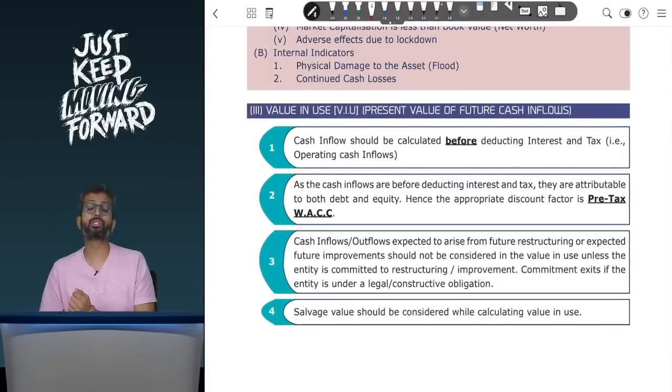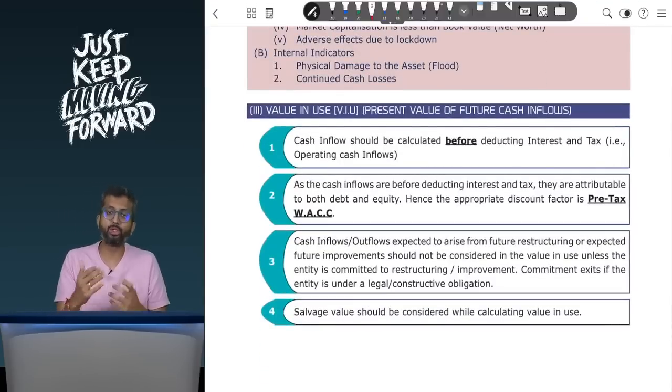There is certain additional guidance given for value in use workings. They say that value in use, when you calculate it, is the present value of future cash flows. Cash flows over here will be before interest, that is, for debt and equity both.